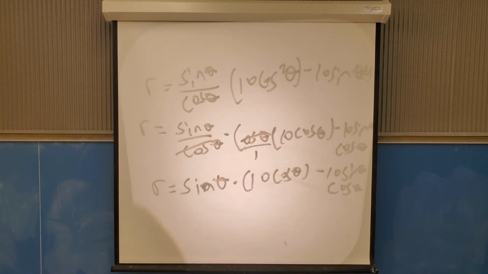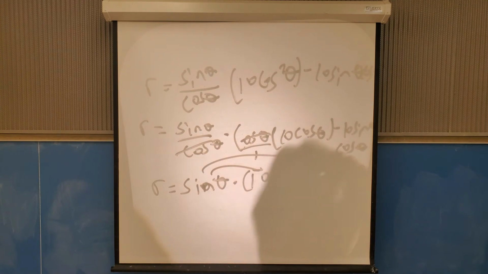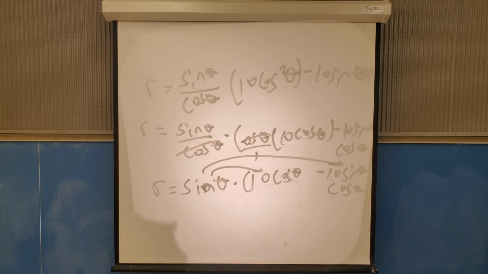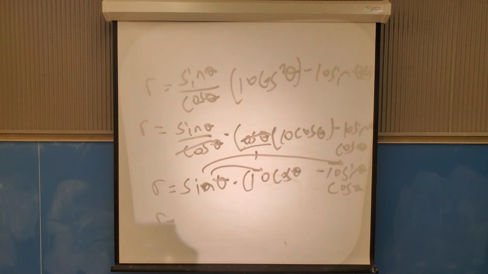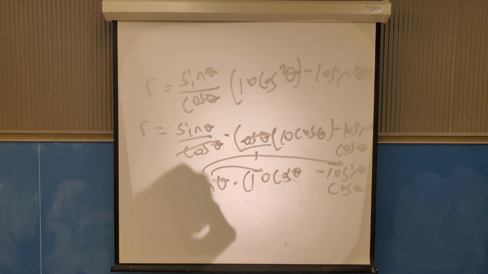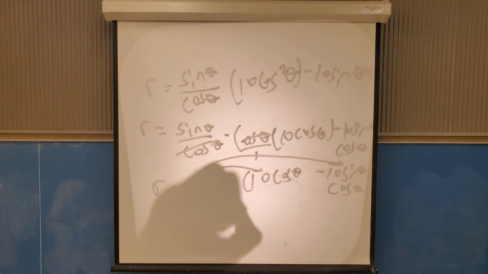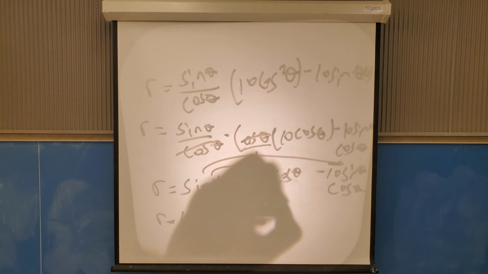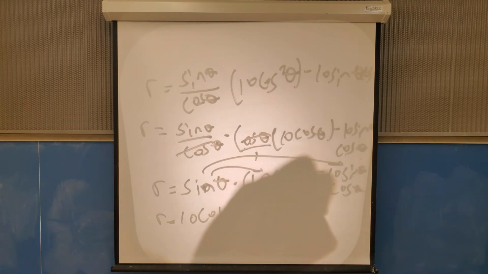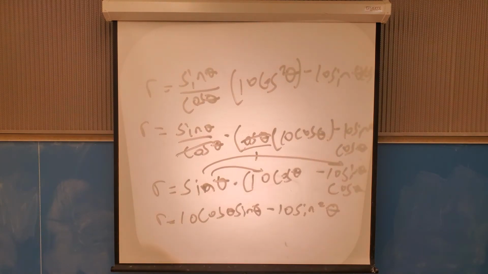All right, excuse me, I miswrote that. Yeah, it's all one quantity. So now we can distribute sine theta across these two terms in the parentheses. We can rewrite this once more as R equals 10 cosine theta sine theta minus 10 sine squared theta.